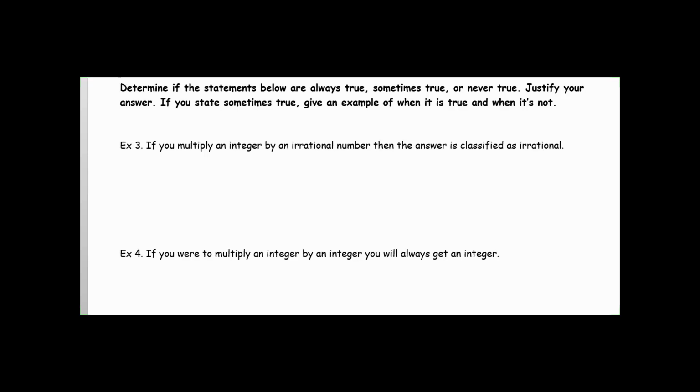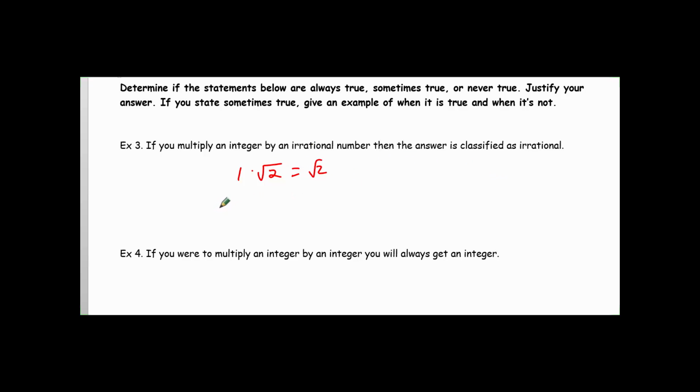Alright, in this section we got to determine if the statements below are always true, sometimes true, or never true. And we got to justify our answer. Alright, so if you multiply an integer by an irrational number, then the answer is classified as irrational. Okay, so let's see if that's always true or not. So first things first, try one. Let's try 3 times an irrational number, so the square root of 2. Now, if you're not so sure, you can always try that in your calculator, or here, even easier, an integer. 1's an integer, right? 1 times the square root of 2 is the square root of 2. So it's definitely at least sometimes true, because an integer times the irrational number is irrational.